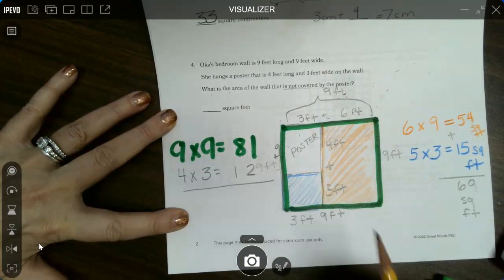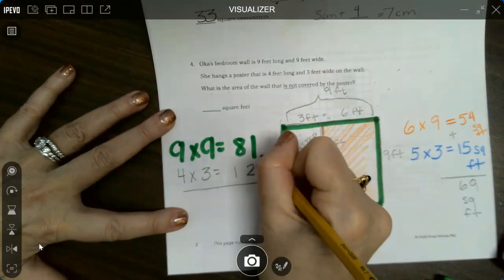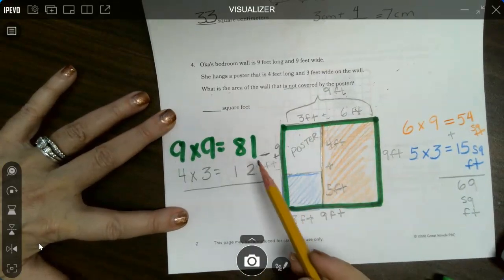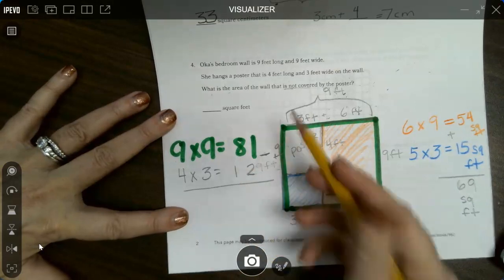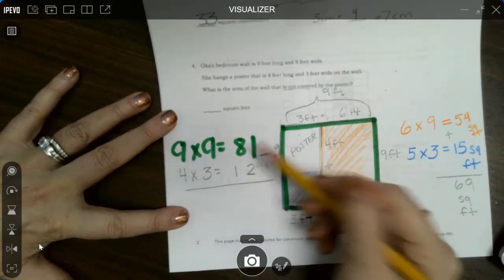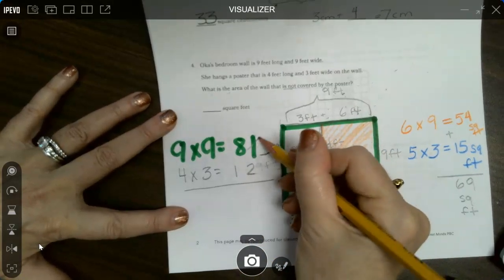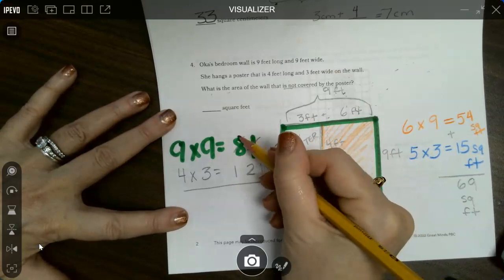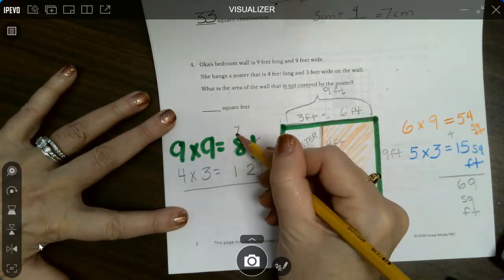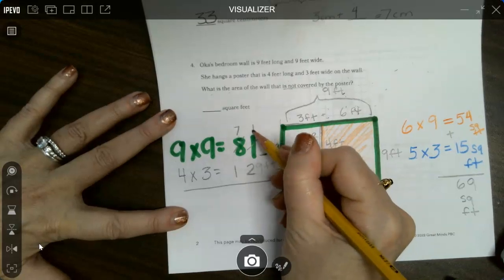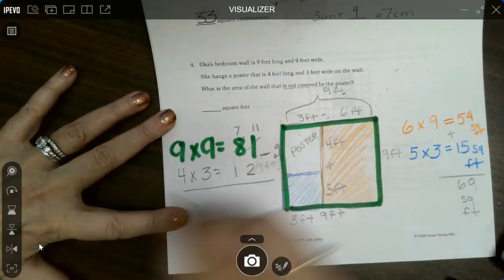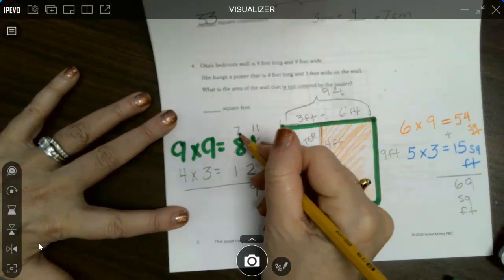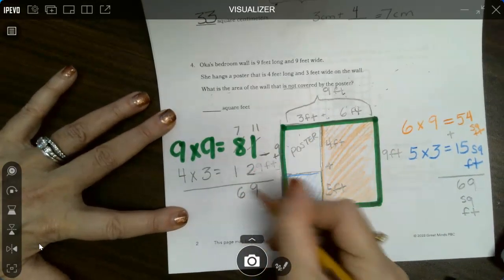I could then take away the portion that does not belong to this shape, that's the poster, from the 81. I can't take 2 away from 1, so I need to take a 10 from here. That leaves me with 7 tens, and I have 11 over here. 11 minus 2 is 9. 7 minus 1 is 6.